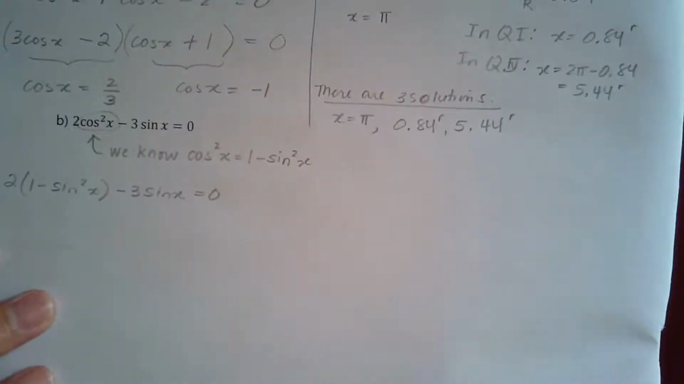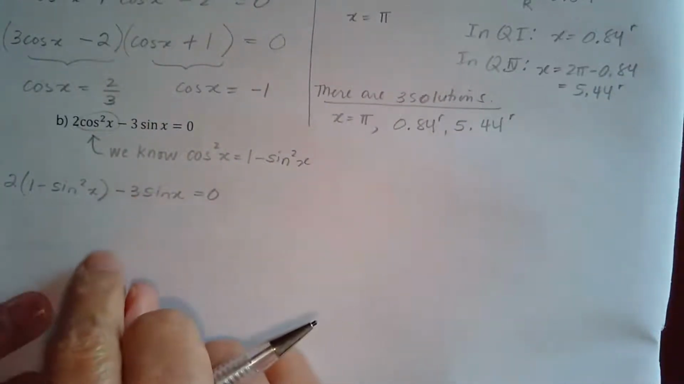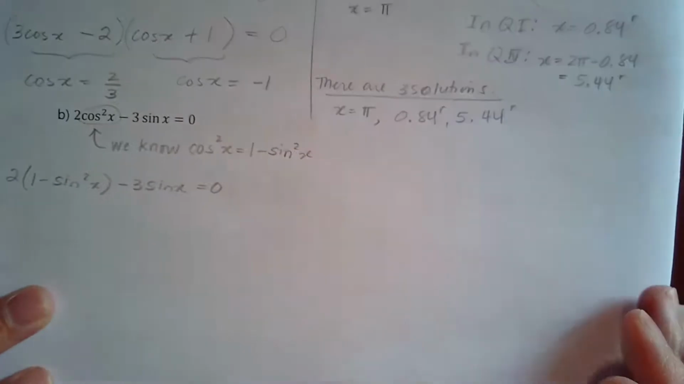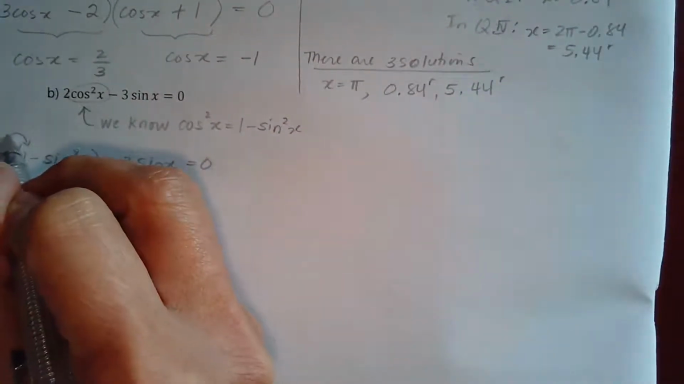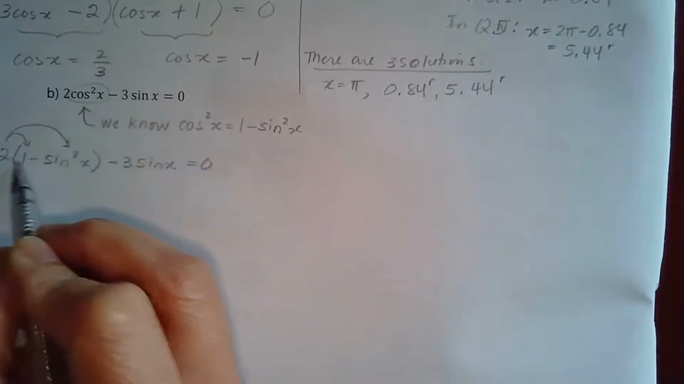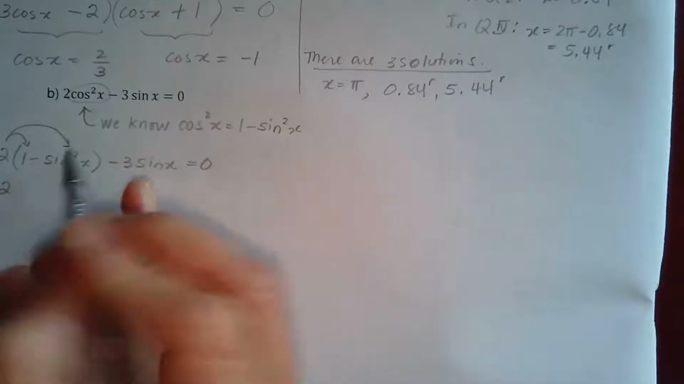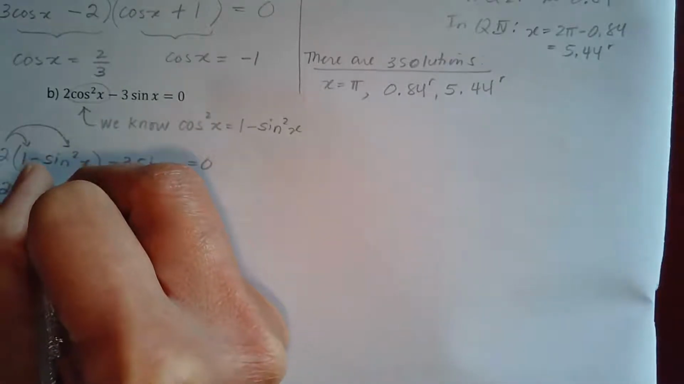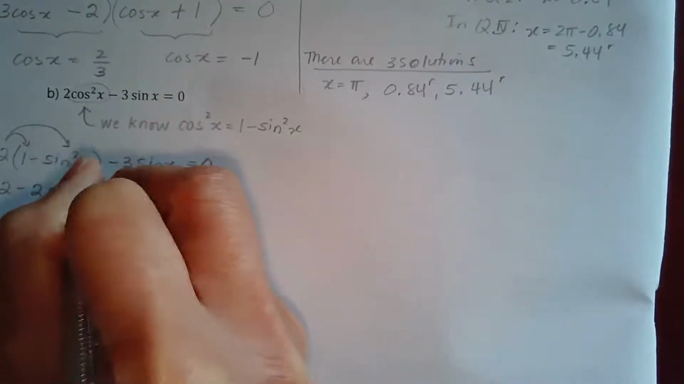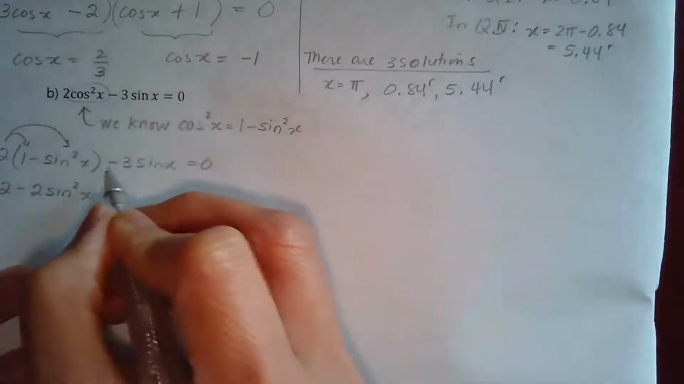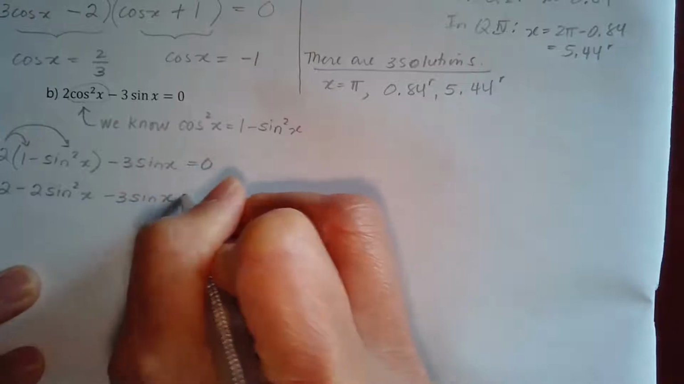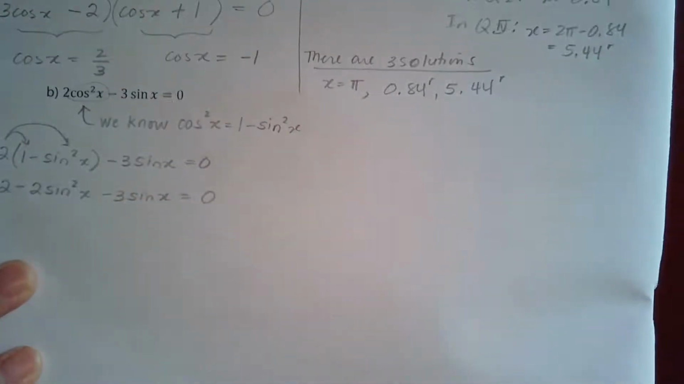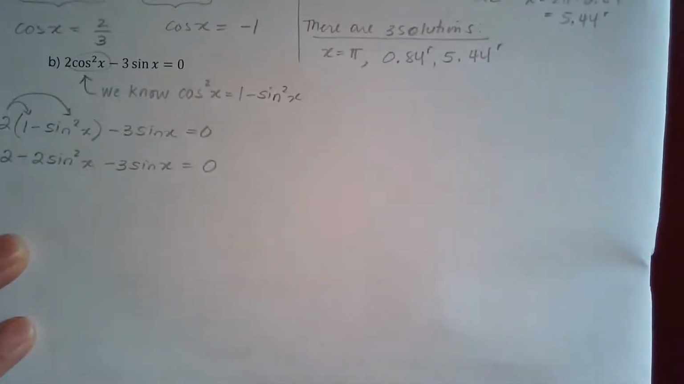Now it's already kind of looking good, having just a sine squared of x. So we multiply it in. 2 times 1 is going to be 2. 2 times negative sine squared of x is going to be negative 2 sine squared of x, and then minus 3 sine of x equals 0. Okay, so that's great.